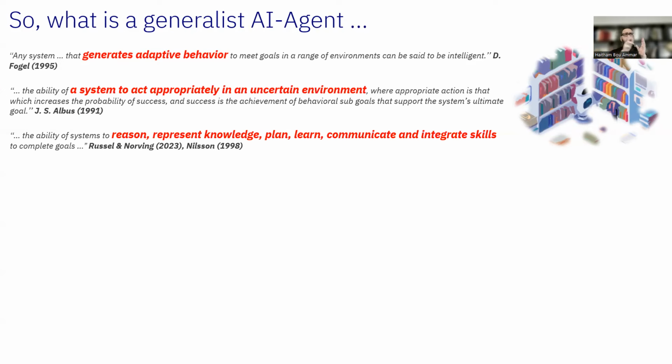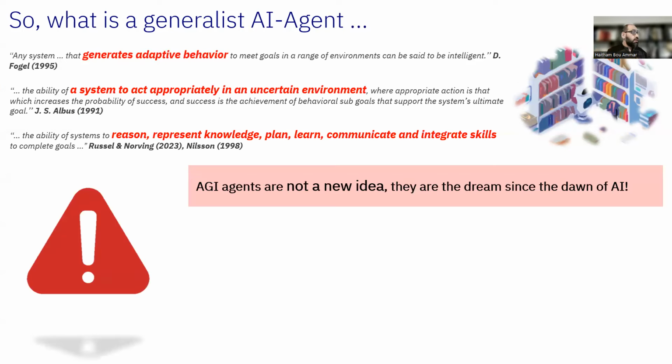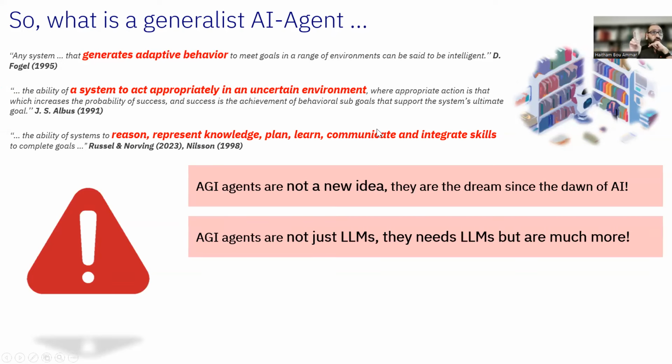But from those three definitions, stemming back to 1991 in my example, we can conclude four things actually. First of all, the idea of having artificial general agents is not new. It, at least in my example, goes back to 1991, and it actually maybe has been the dream since we ever thought about artificial intelligence systems.